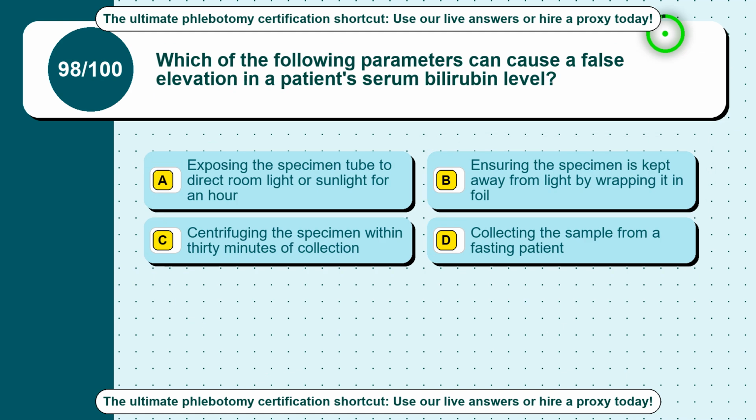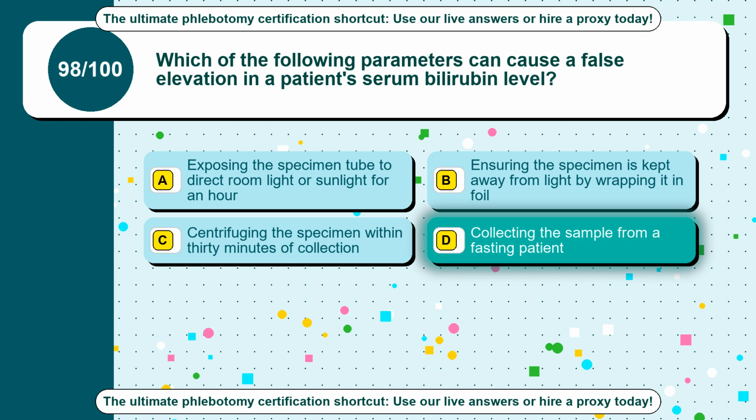Question 98. Which of the following parameters can cause a false elevation in a patient's serum bilirubin level? Option A. Exposing the specimen tube to direct room light or sunlight for an hour. Option B. Ensuring the specimen is kept away from light by wrapping it in foil. Option C. Centrifuging the specimen within 30 minutes of collection. Option D. Collecting the sample from a fasting patient. The correct answer is option D.